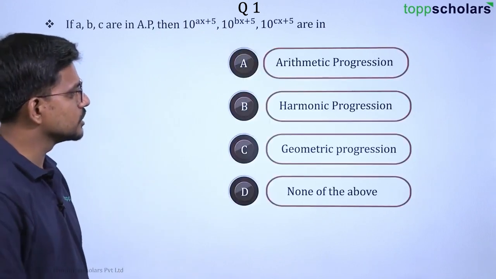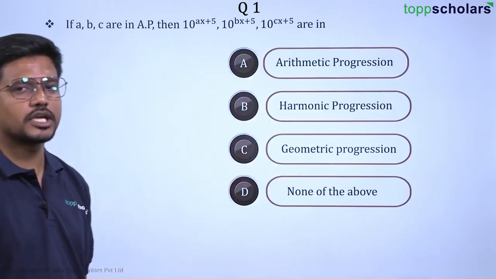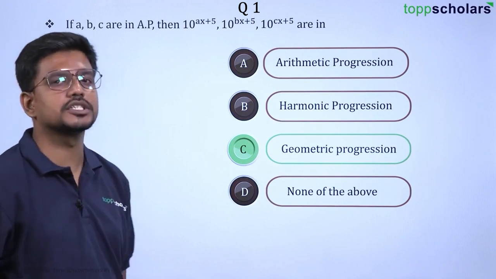Let us check the options. Yes, GP is option C. Option C has to be correct. Check. Yes, option C is definitely fine.